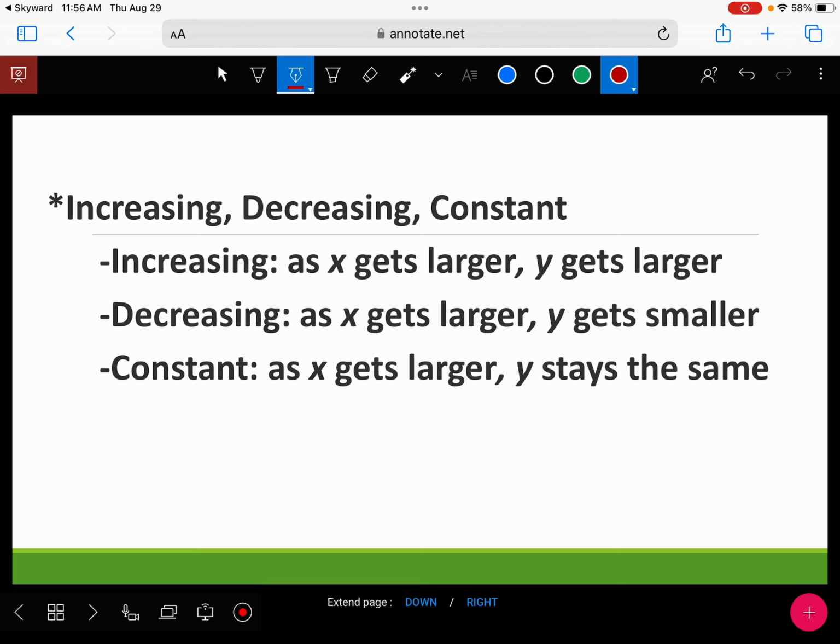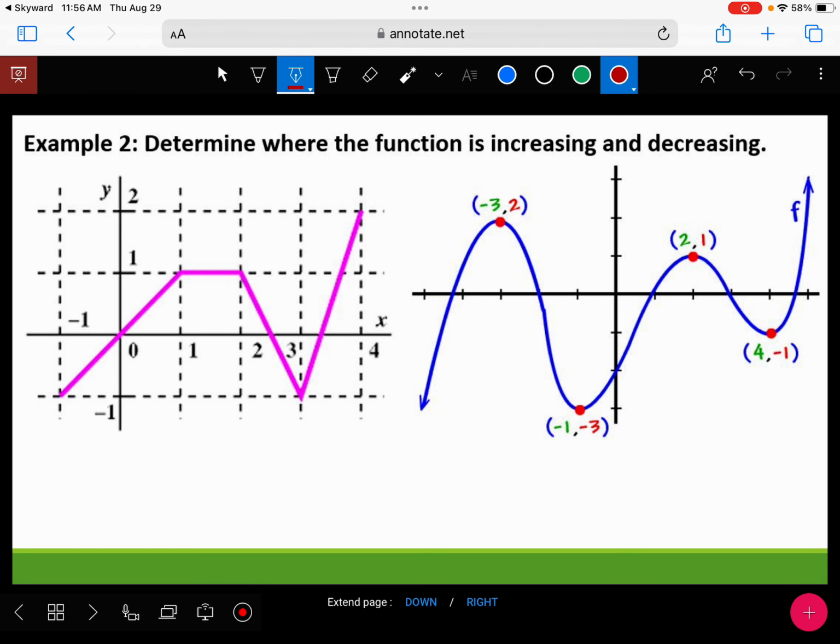So you don't have to write this down, but we're going to look at a graph and figure out where it's increasing, decreasing, or constant. Looking at those two examples, example 2, you should already have it glued down. We're going to figure out where the graph is increasing, where it decreases, and where it is constant. So you just need 3 lines. When you write the intervals, you're going to tell me the x values, okay?